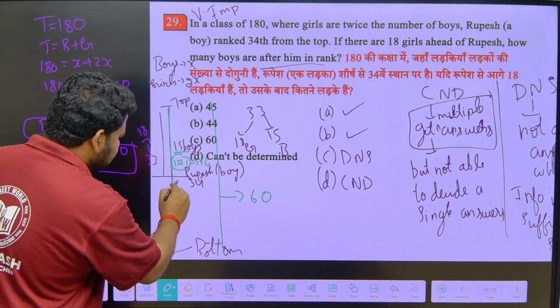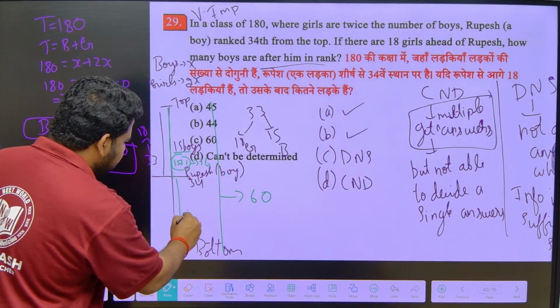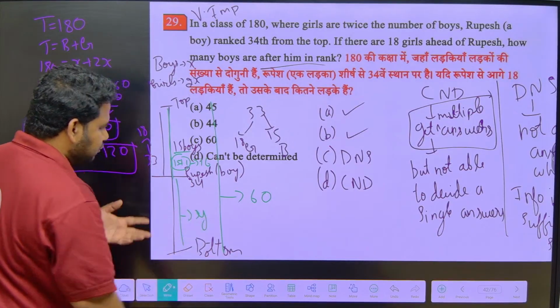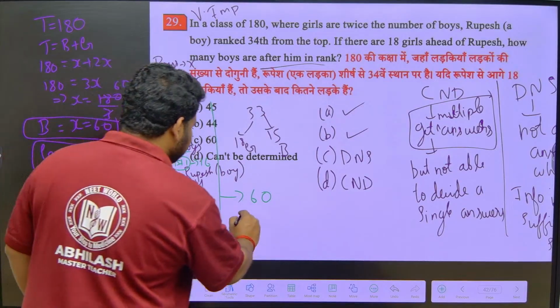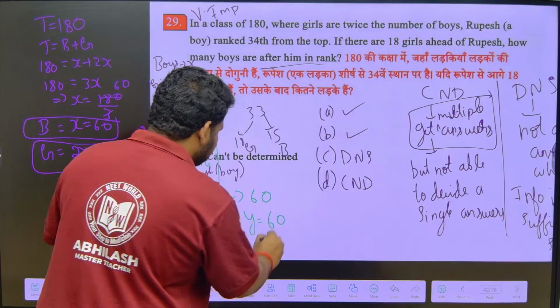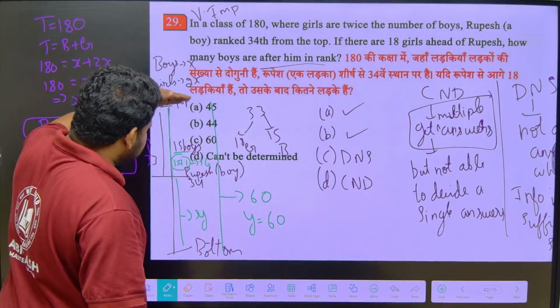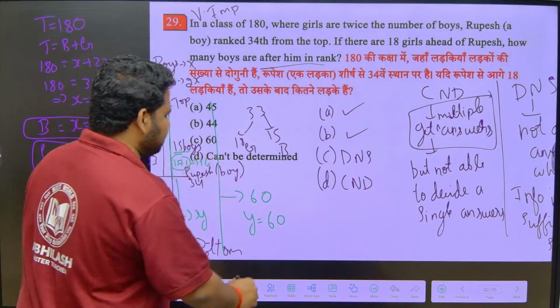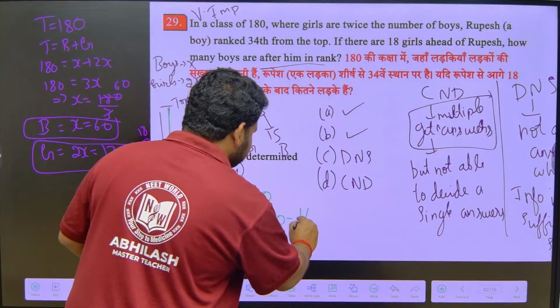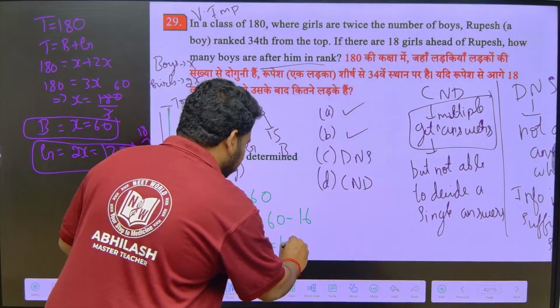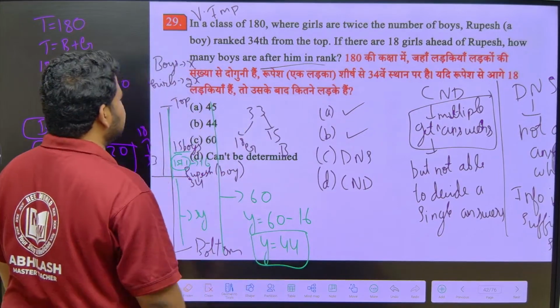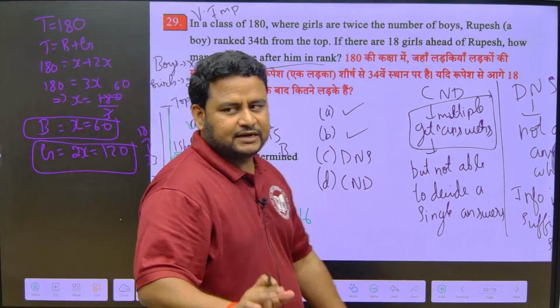So this is how much? How many boys are there? We don't know. Let it be some y value. So to find y of boys, y is equal to this total. Total there are 60 boys. Out of this, up till Rupesh there are 16 boys, including Rupesh. 60 minus 16, so y will be 60 minus 16, that is equal to 44. So the answer to this question is 44. That is option B, the right answer, friends.